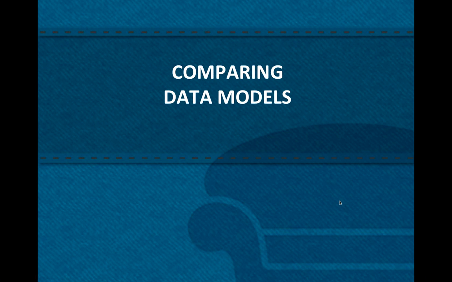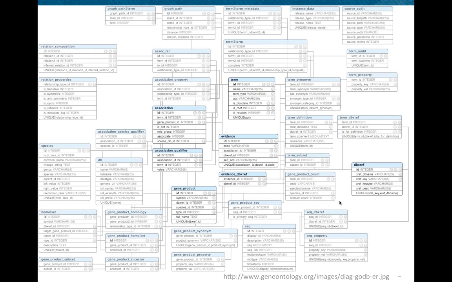So let's take a look at the data models of relational databases and document databases. Now, some of you probably work with a schema that looks like this. It's fairly complicated, lots of different tables, lots of different foreign key constraints. This is actually the gene ontology database schema.